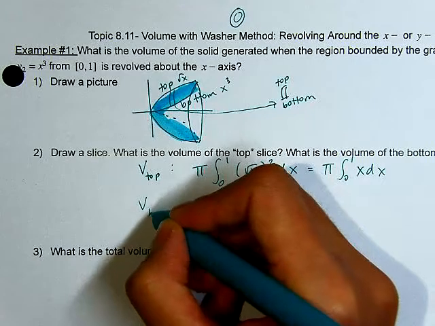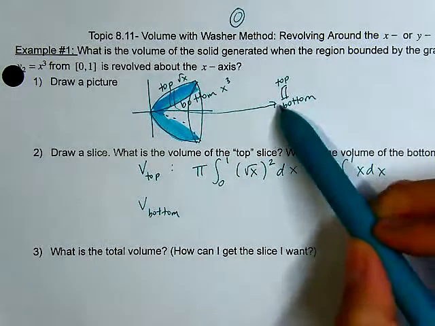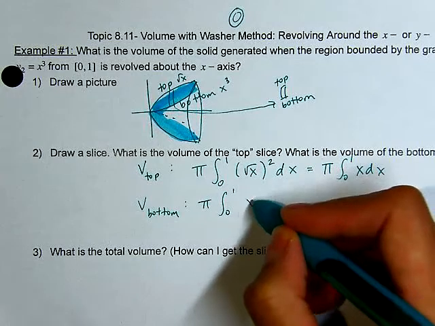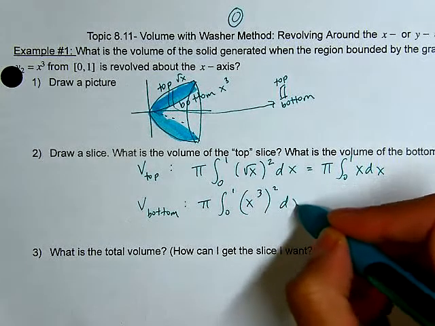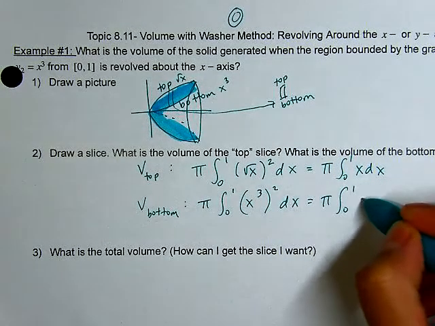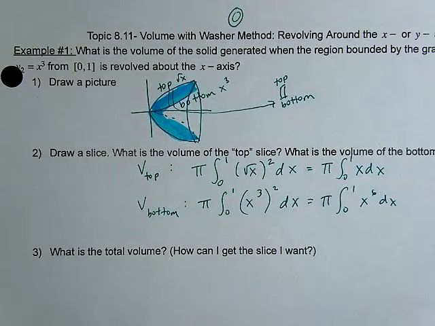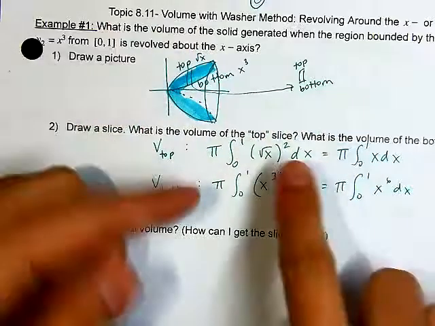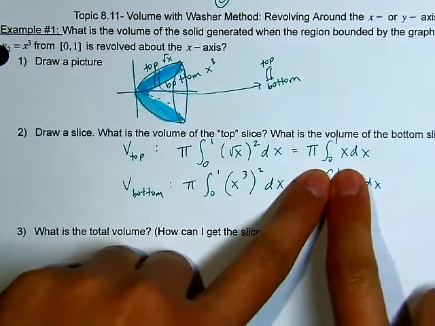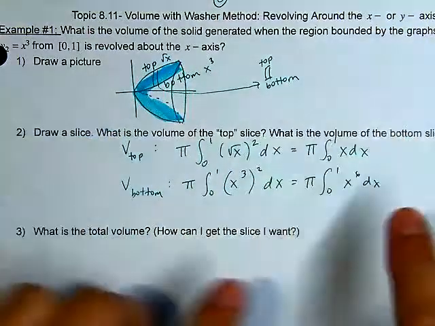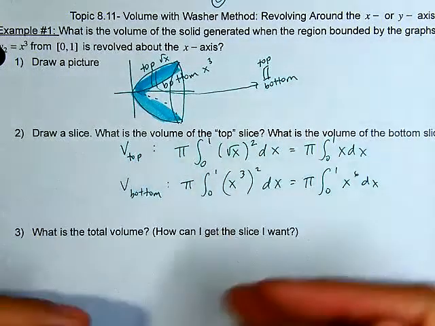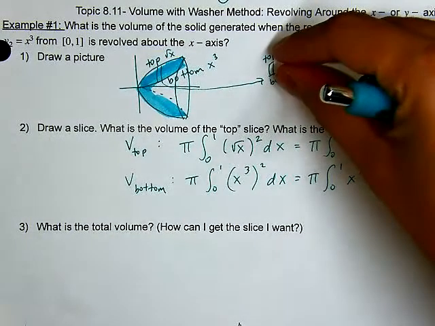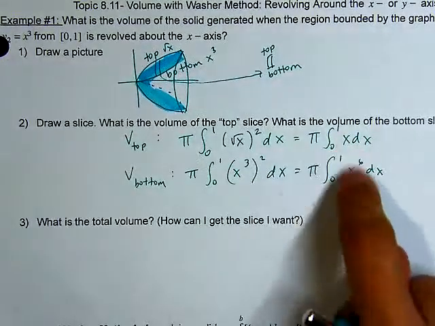Now let's take a look at the volume of our bottom piece. This one, the radius is x cubed, and we need to square that. So imagine, if you will, we have this top slice. If I were just to take the integral of this piece, I would have a solid region. If I were just to take the integral of this piece, I would again have a solid region. So how can I somehow get the volume that I want, the slice that I want? Similar to the previous topics, we need to subtract the two.